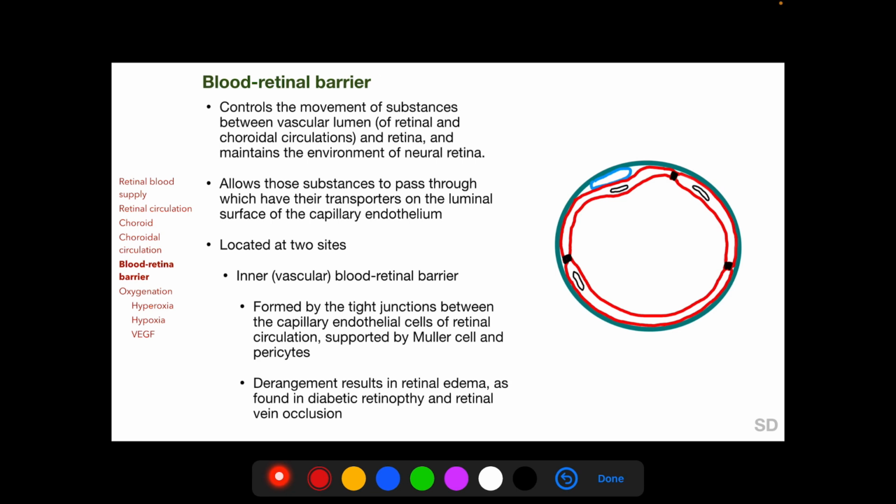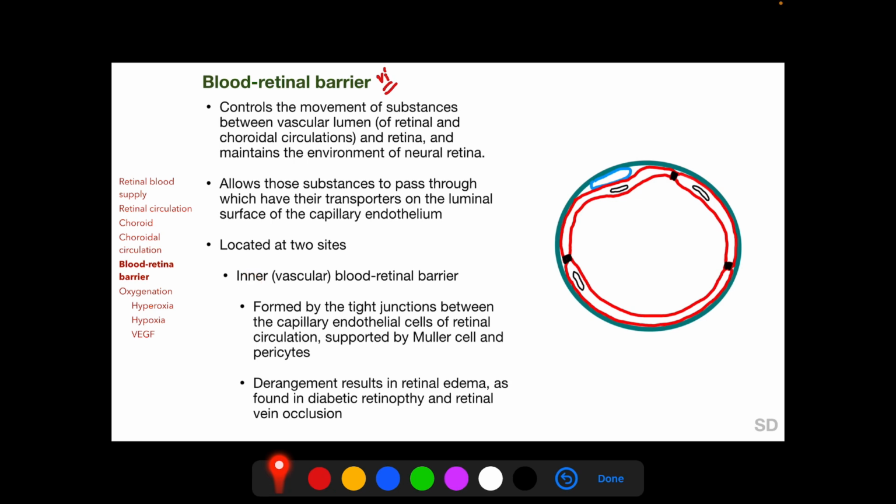The blood-retinal barrier is very important to understand, which controls the movement of substances between the vascular lumen of the retinal and choroidal circulations and the retina, and thus maintains the environment of the neural retina. The barrier only allows those substances to pass through which have their transporters on the luminal surface of the capillary endothelium. The blood-retinal barrier is located at two sites.